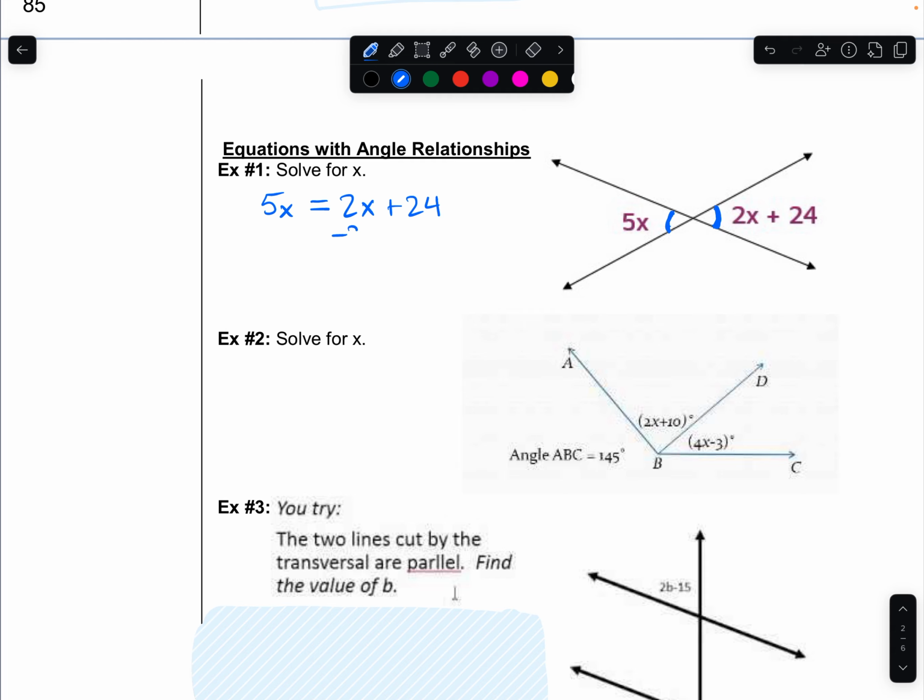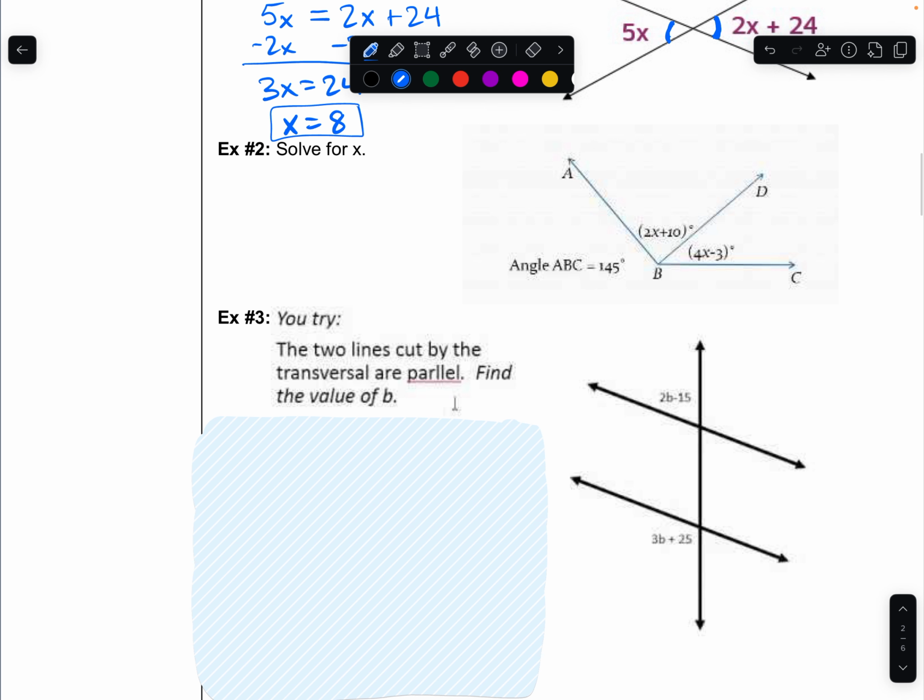We can subtract 2x from both sides. We would get 3x equals 24. And if I divide both sides of this equation, 3x equals 24, by 3, I'd be left with x on the left side and 8 on the right side. And we just solved for x.